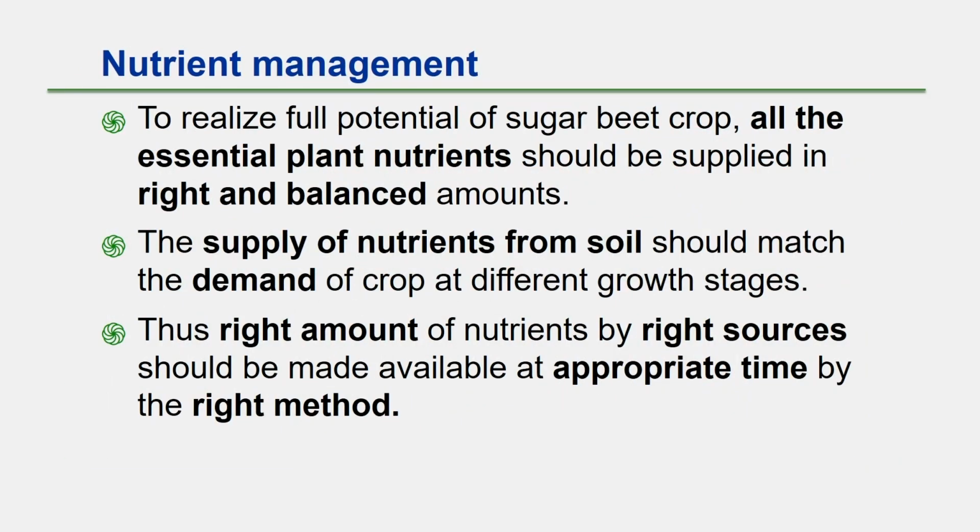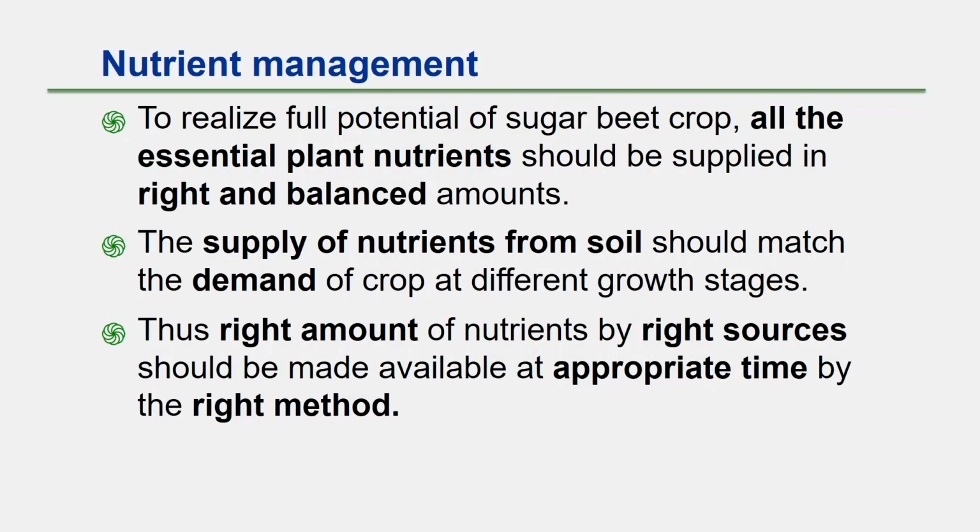Now let us see nutrient management in beet crop or sugar beet. To realize full potential of sugar beet crop, all the necessary essential elements should be supplied to the crop in right and balanced amount, and supply of nutrient should match the demand. Whenever demand is more, there should be more availability of the nutrient, and whenever the demand is less, there should be less supply of the nutrient.